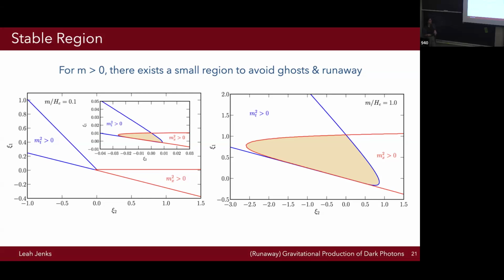Similarly, if we go to m over H_e is 1, the values of these couplings can get larger, and the size of the overlap region gets larger. But the size of this overlap region compared with the size of the couplings and the mass stays constant for any mass. So let's say I'm trying to figure out what's the mass of that dark photon.